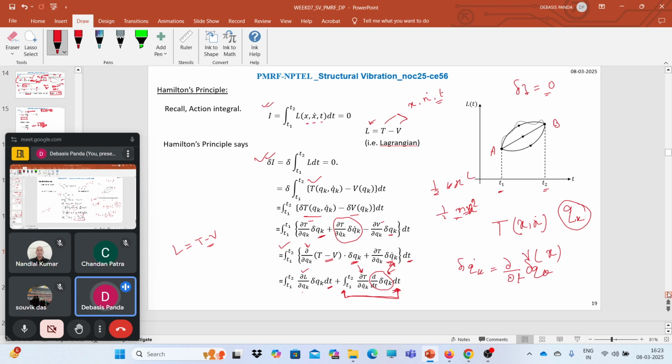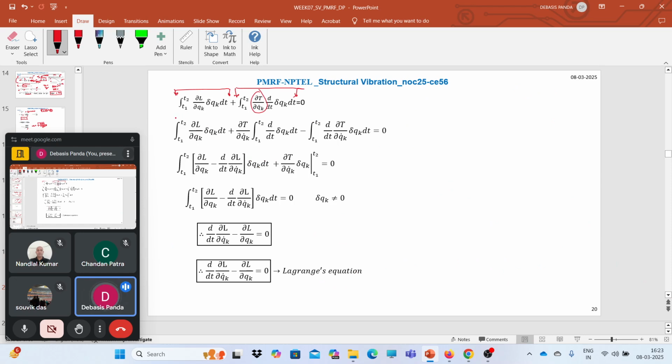So let's simplify it and open up this integration. The first part stays as it is. Now, applying the rule: the first function times the integration of the second function, minus the integration of d/dt of the first function times the integration of the second function, is equal to 0. Now if we simplify this equation, we take delta qk common, because delta qk is all over the place. For these two terms we consider delta qk dt common, plus we are left with the term del T by del qk dot.